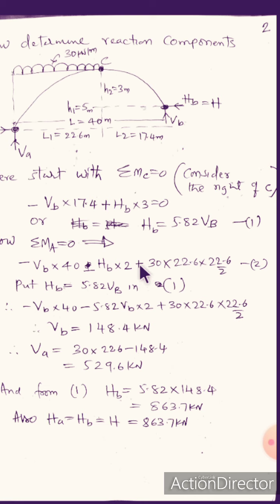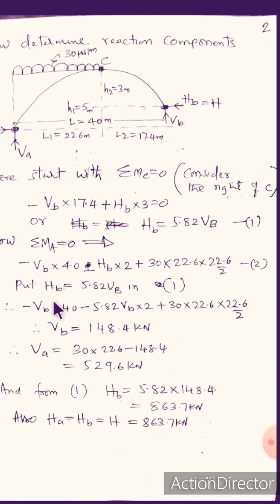Point load related moment. This is a UDL related moment. It is 30 into 22.6. So this is 22.6 now. L1 is 22.6 into 22.6 by 2. This is the moment produced by UDL about the point A. So let us move on to the next calculation.